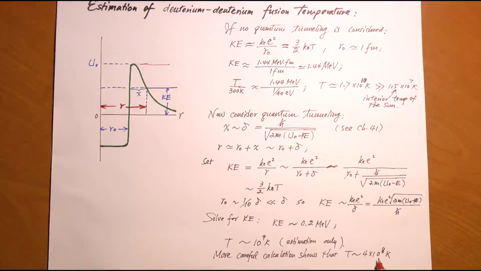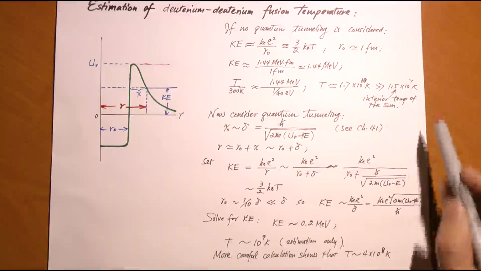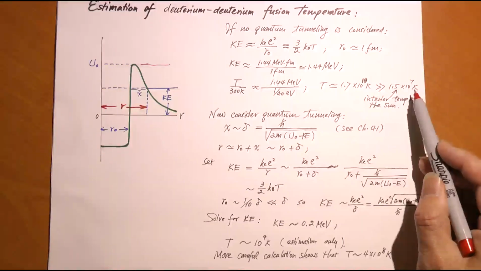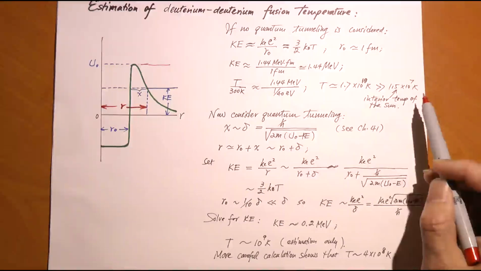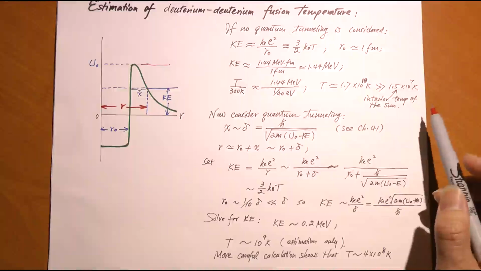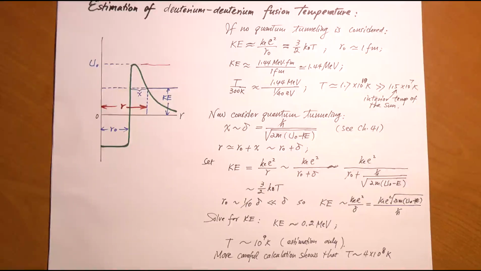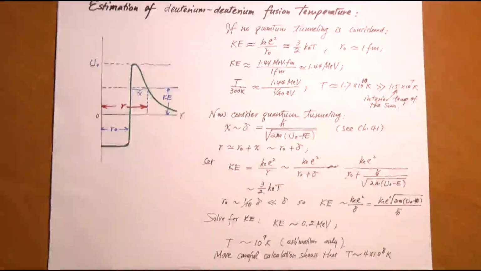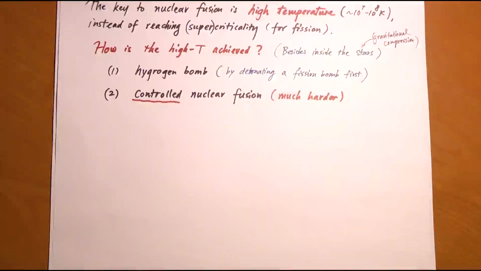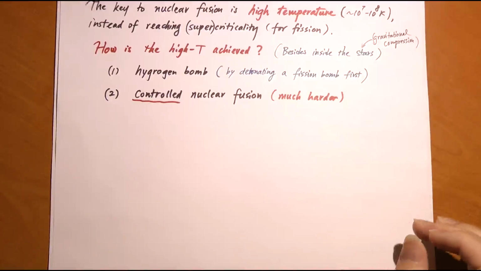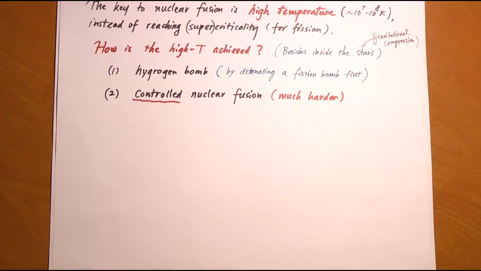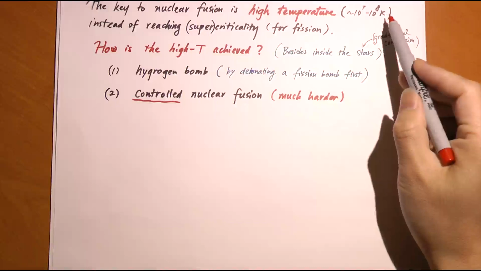Okay, that temperature is higher than the temperature at the center of the sun, because the center of the sun is primarily the proton-proton cycle that's going on. For deuterium, you need pretty much this temperature. But in the sun, because of the higher concentration, the temperature can be a little bit lower still to sustain the chain reaction of the proton-proton cycle. So again, the key to nuclear fusion is high temperature. And we see we're looking at about 10 to the 7 to 10 to the 8 Kelvin.